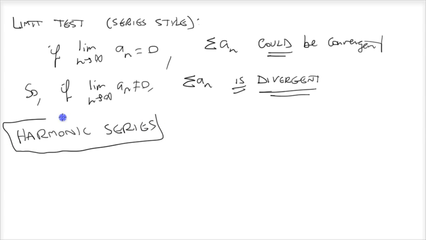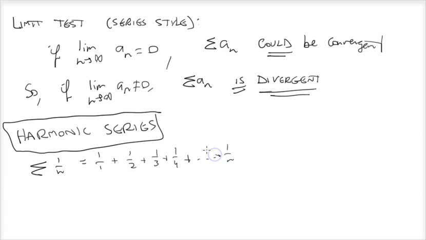And it comes in the form of the series of 1 over n. And so we can write that out as 1 over 1, which is just 1, plus a half, plus a third, plus a fourth, plus 1 over n. That's the harmonic series. And so let's run this limit test to see if the harmonic series diverges or converges.